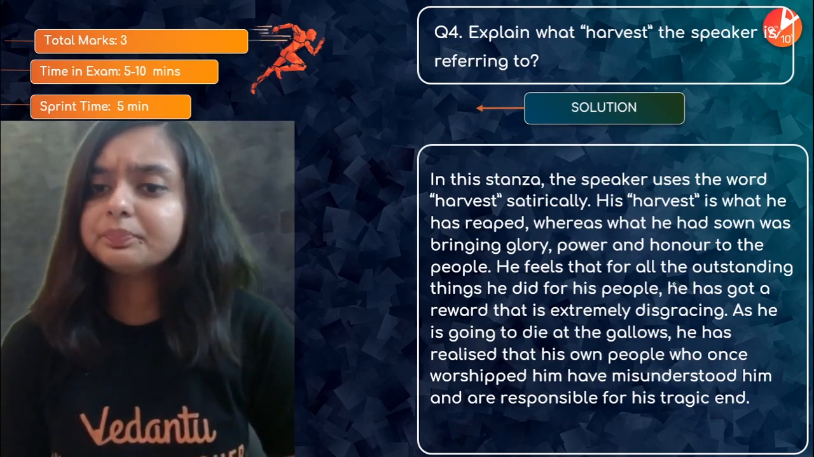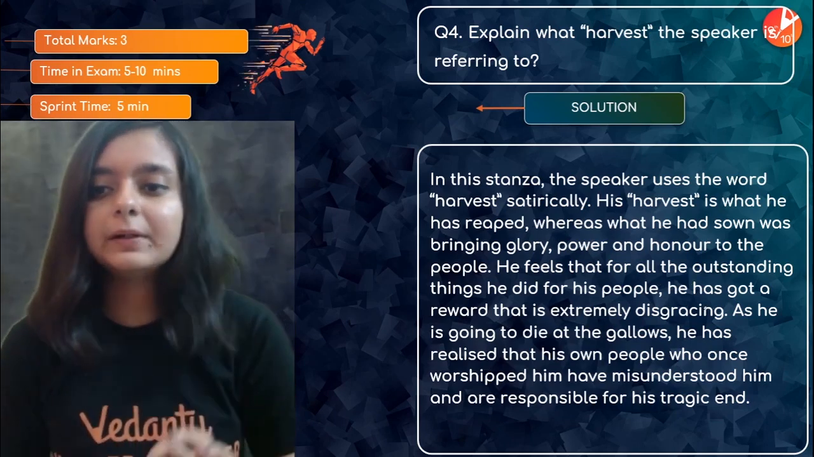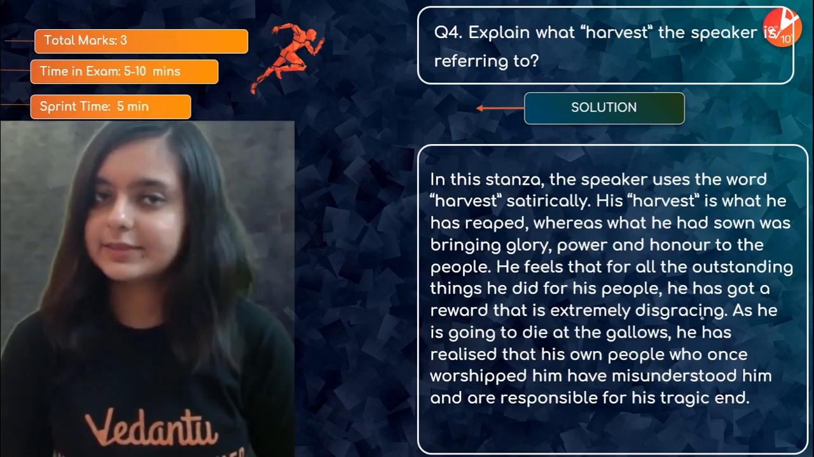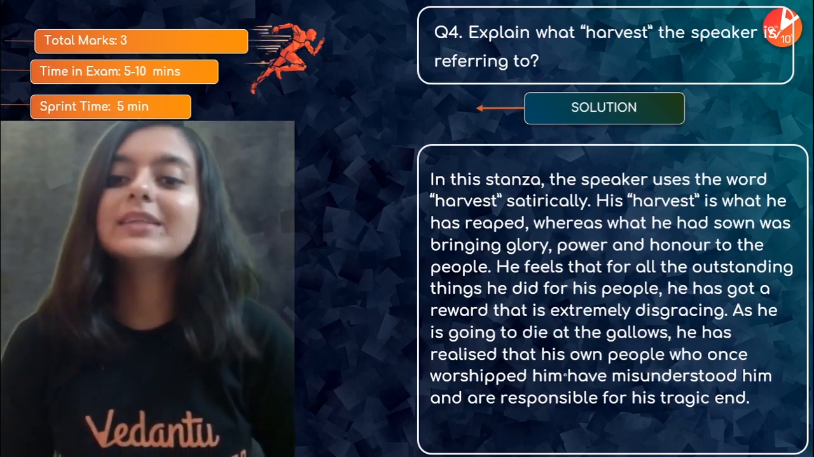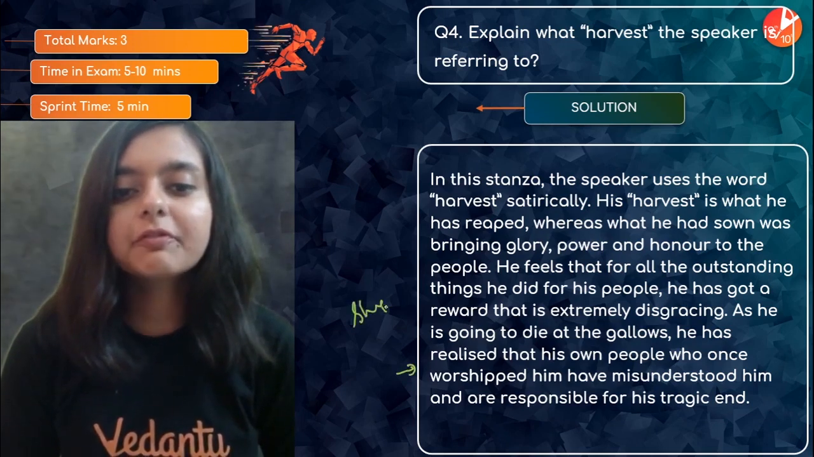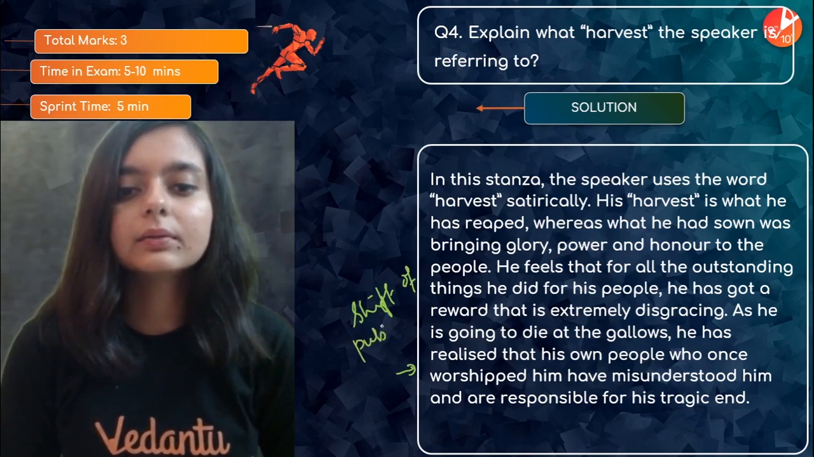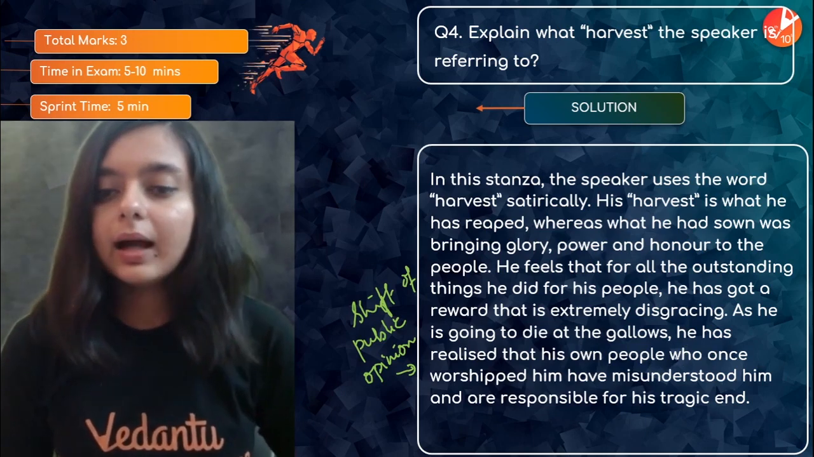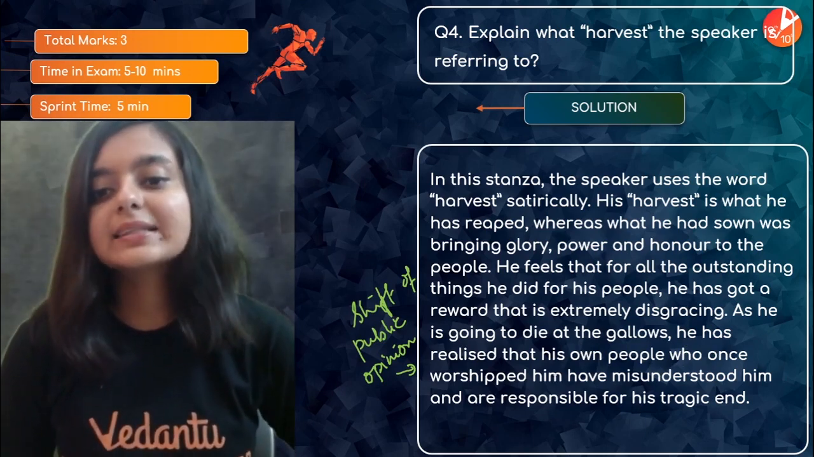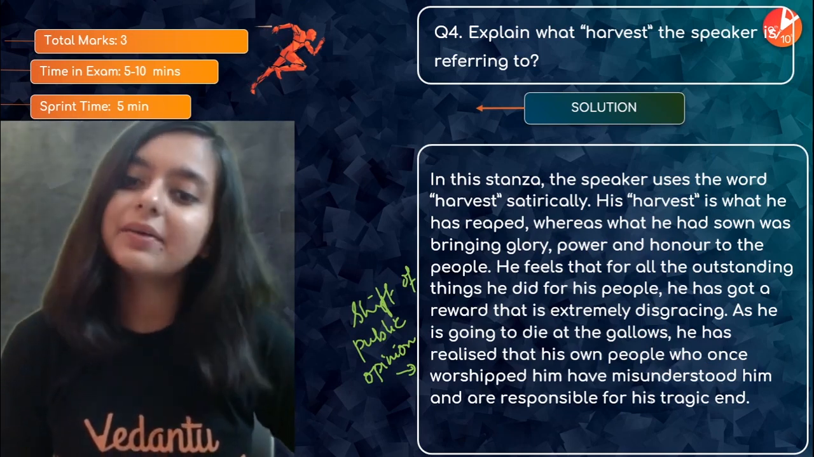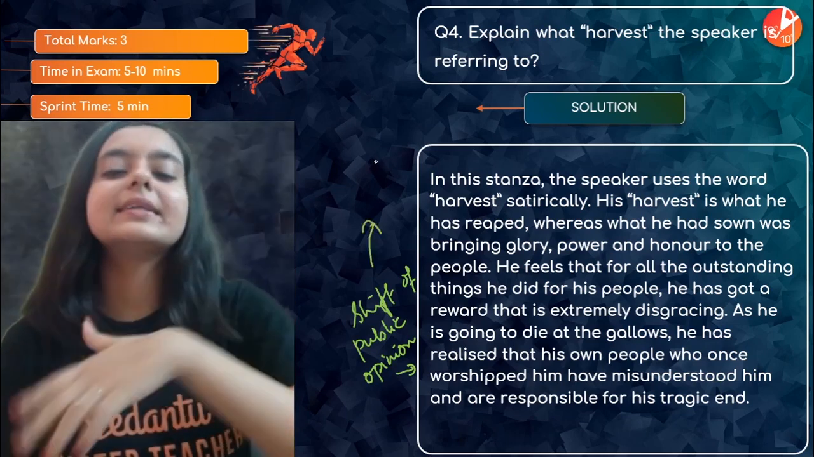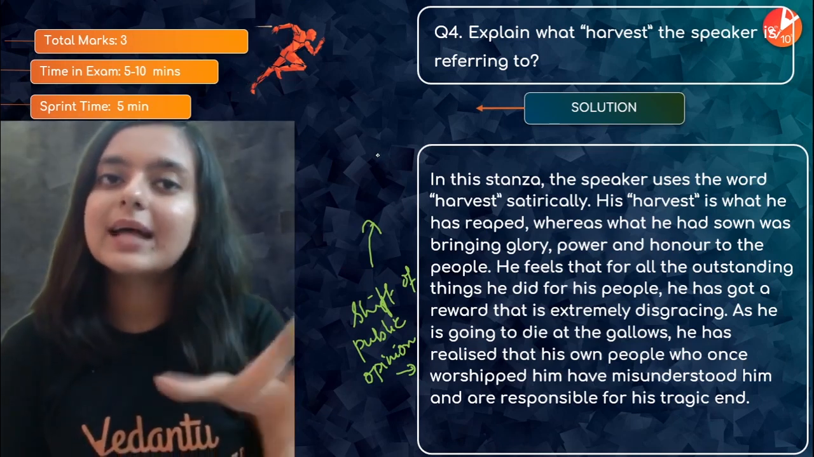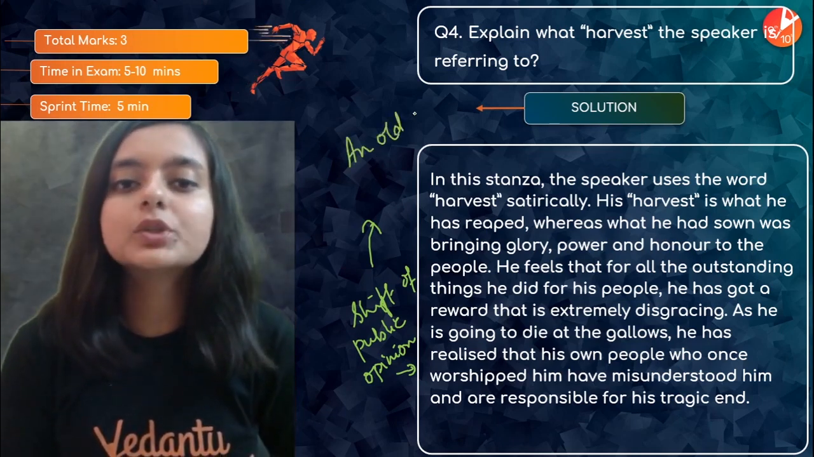He feels that for all the outstanding things that he did for people, he has got a reward that is extremely disgraceful. As he's going to die at the gallows, he has realized that his own people who once worshipped him have misunderstood him, and he's responsible for his tragic end. So here we are seeing the shift of public opinion. And remember, this brings us to the title of the poem. The title is The Patriot, and it's also subtitled as an old story. So please refer to that old story as well.